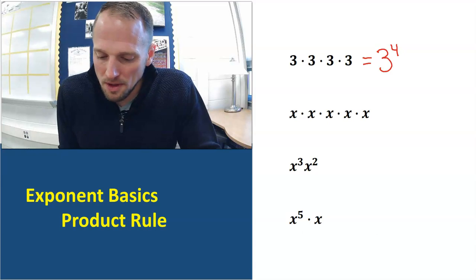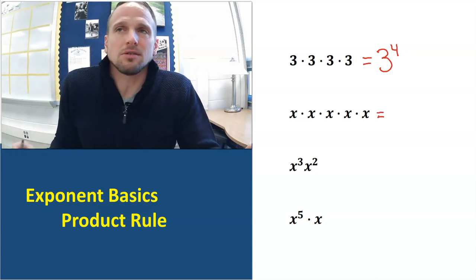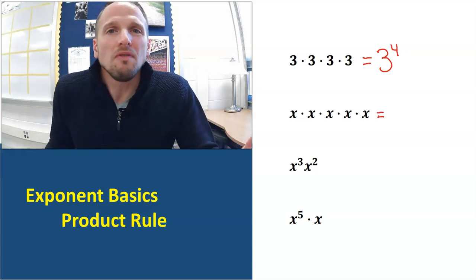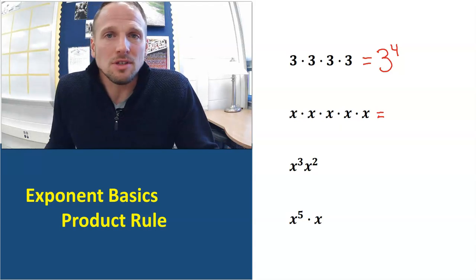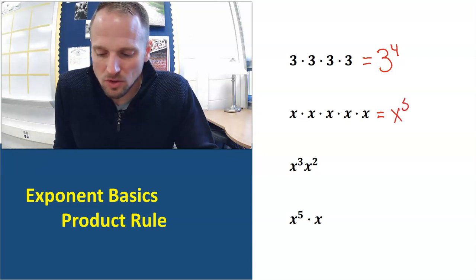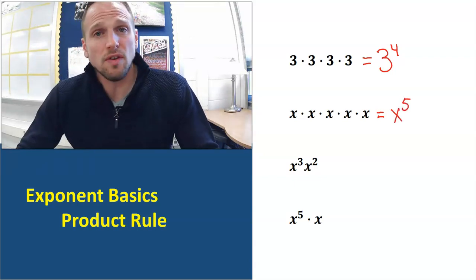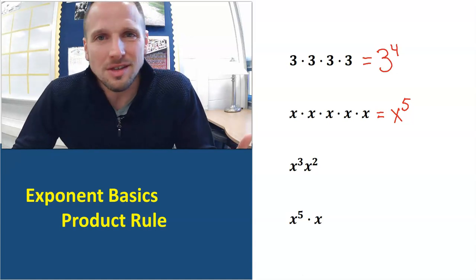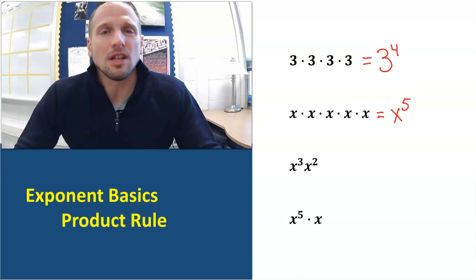Let's look at the next one. X times X times X times X times X. So we've got X times X 5 times. How would we rewrite that using exponents? Well, that's just going to be X times X 5 times. So we would just write that as X to the 5th. All right, now I know that this isn't new. You've got that. Let's move on.